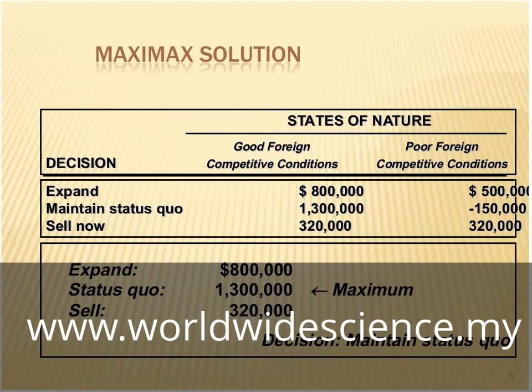Okay, the first solution was the maximax. Maximax was the maximum of maximum. At first, you should select the maximum number for each decision. Expand: between 800,000 and 500,000, the maximum was 800,000. In maintain, between 1,300,000 and minus 115,000, the maximum was 1,300,000. And in selling there was no difference, 320,000.